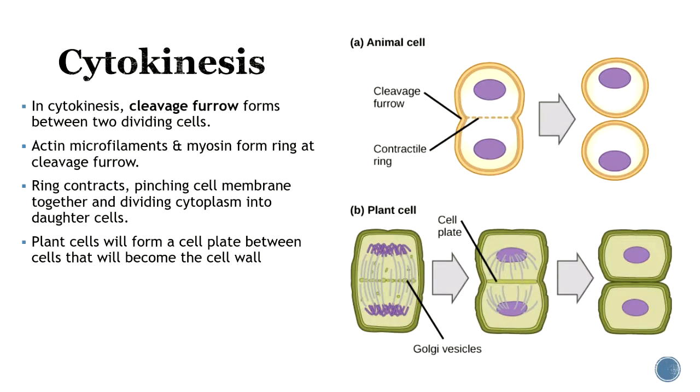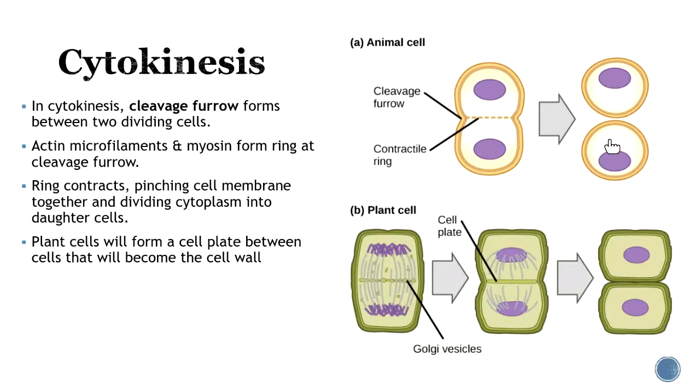And cytokinesis. Cytokinesis is where we pretty much split the cell into two. We're going to form what's called a cleavage furrow in the cell. We're going to form this actin and myosin ring, and we're going to keep pinching and pulling until eventually we go from one cell to two. And now these are two new identical daughter cells.